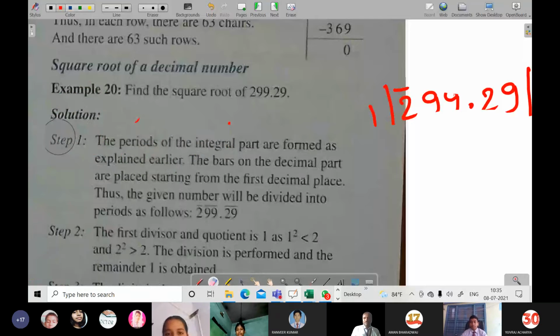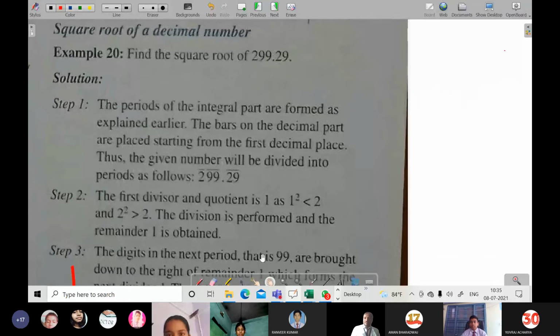In example number 20, it has been said: find the square root of 299.29. Of course, if there is a decimal number, we can find its square root by using the long division method. There, what you have to do is, after the point you should form pairs. Here there are already 2 digits. If there are 3 digits, then you will keep one more 0. In the next page, it has been given in the note. So after the point you form pairs, and before the point you form pairs.